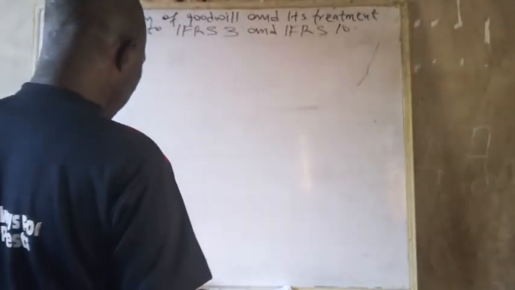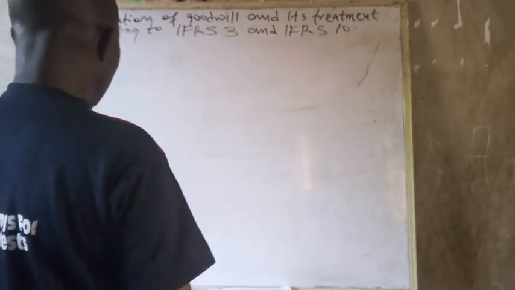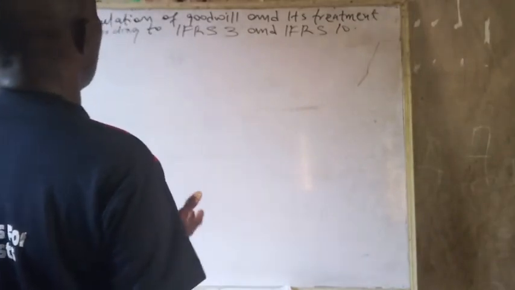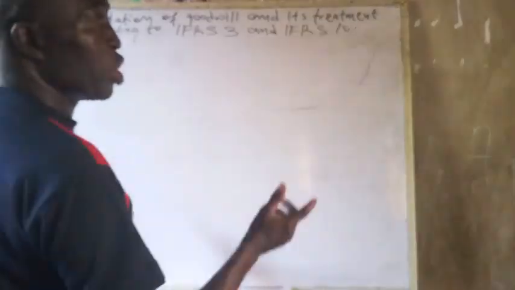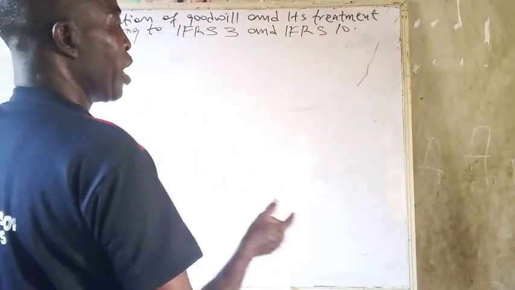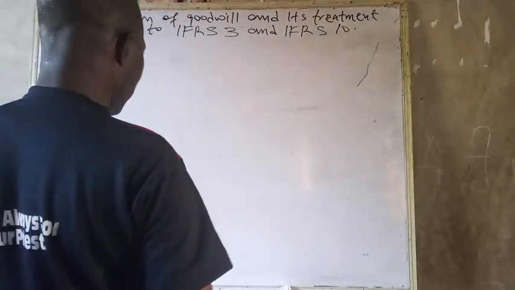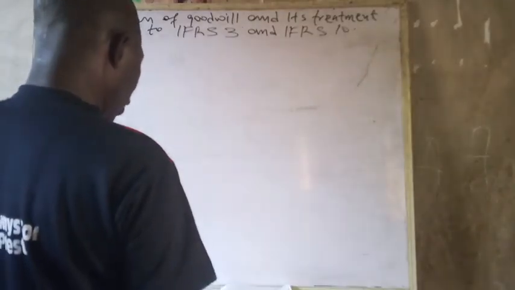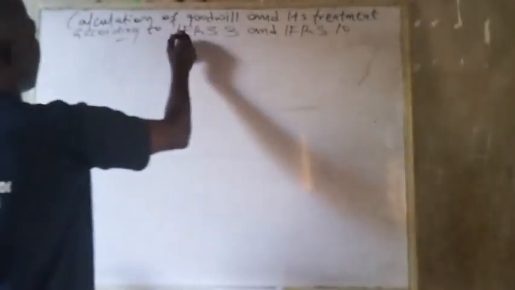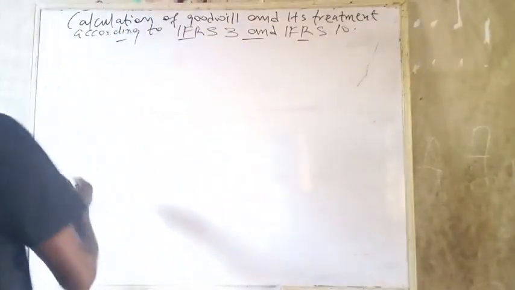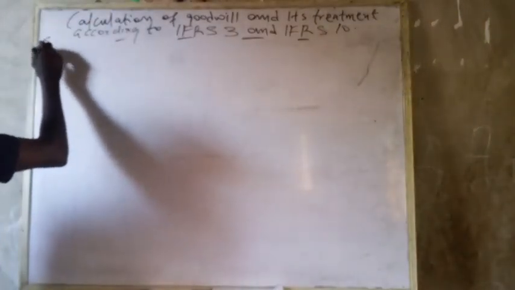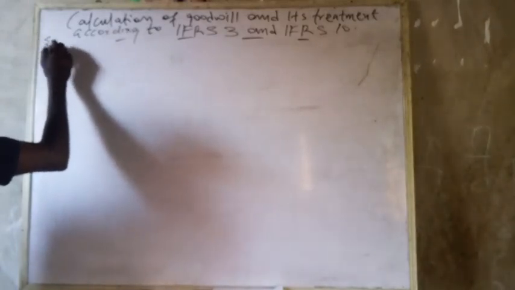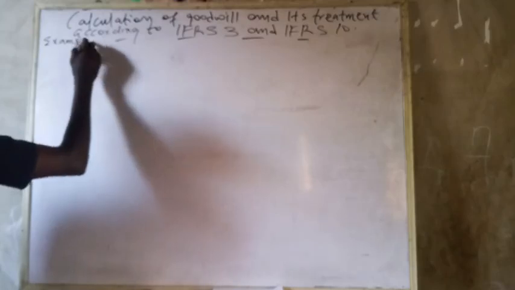We still use the last example. The only addition to it today is just to tell us the treatment of Goodwill according to IFRS 3 and IFRS 10. But for simplicity's sake, we still use that last example, which is Kings. And this is just one example.